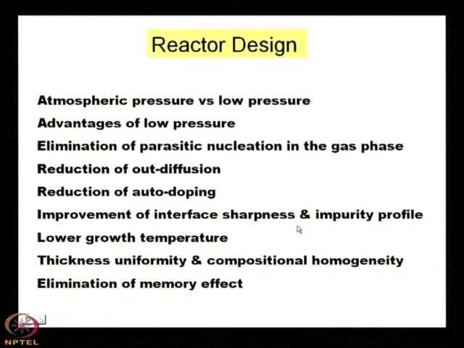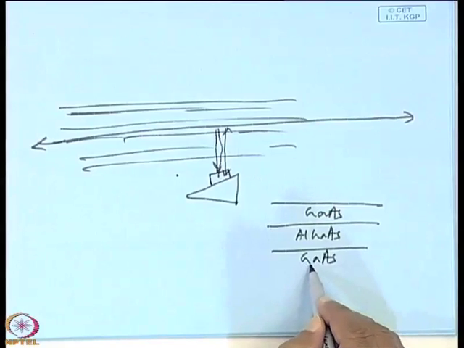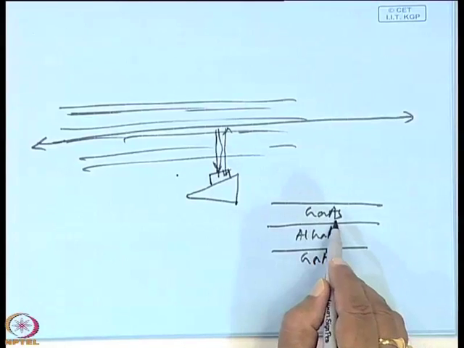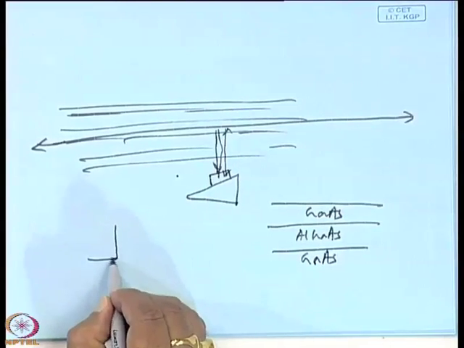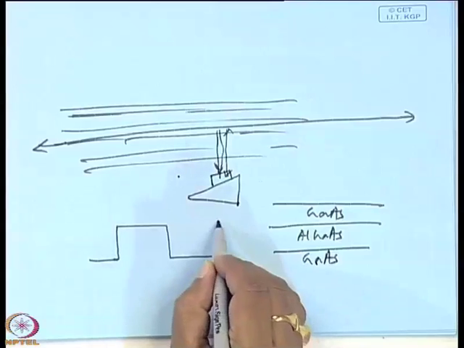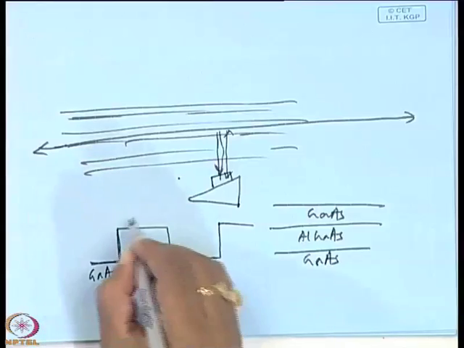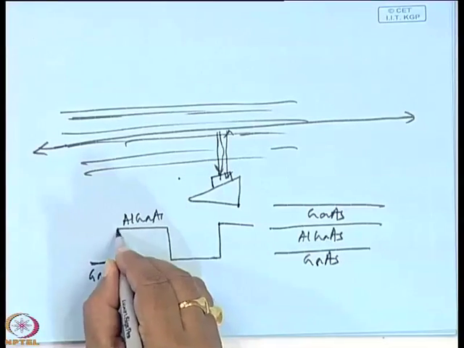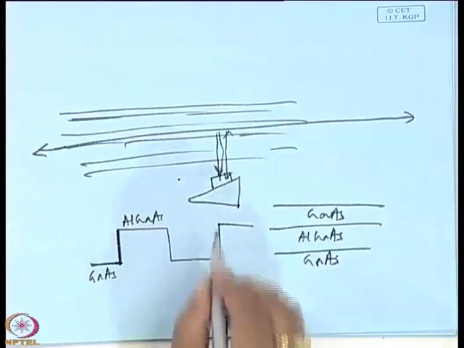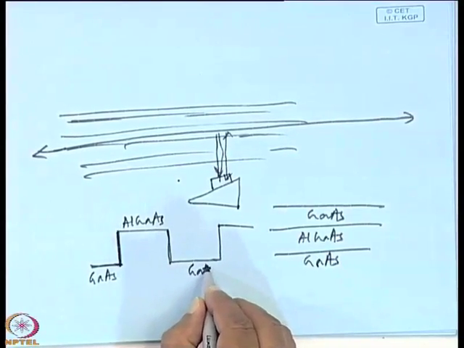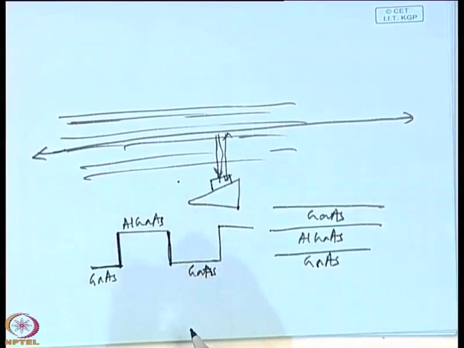Then improvement of interface sharpness and impurity profile. Interface sharpness means this: say this is the interface, here the interface is between gallium arsenide and aluminum gallium arsenide. Here is another interface between aluminum gallium arsenide and gallium arsenide. The interface must be very sharp. That means the changeover from gallium arsenide to aluminum gallium arsenide is very sharp. Similarly, from aluminum gallium arsenide to again gallium arsenide is very sharp.